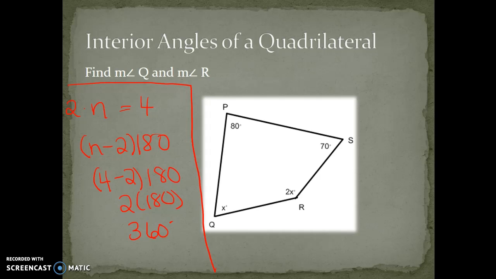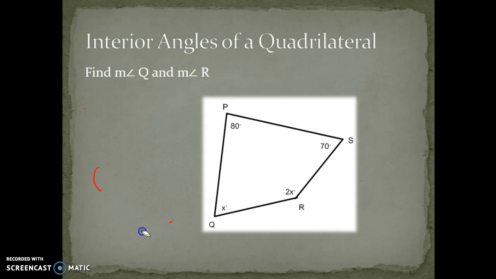Alright, so this example isn't even in your note packets, but we can do it very quickly anyway. For this example, they want to find x. So in order to find x, the first thing we need to do is figure out how many degrees are in this figure. First of all, we see that there's 4 sides. So we just said that a 4-sided figure has 360 degrees, and I have all these angles. All I have to do is add them up. So I have 80 plus 70 plus 2x plus x, and that's all going to equal 360.